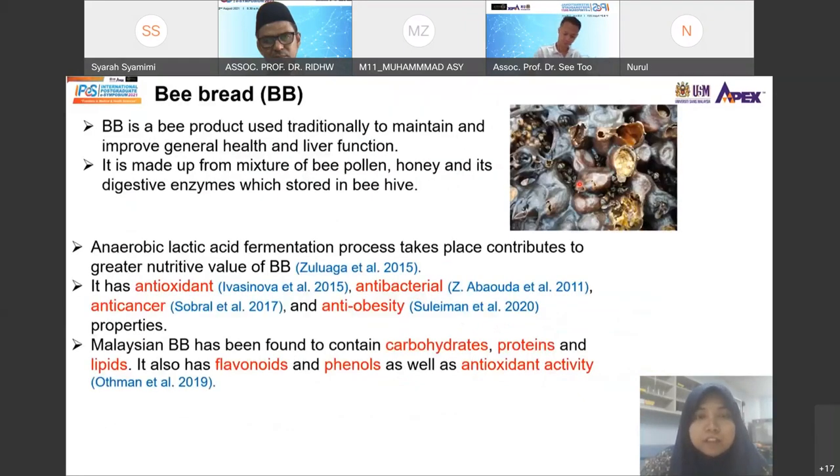B-Breath is a bee product used traditionally to maintain and improve general health and liver function. It is made up from a mixture of bee pollen, honey, and its digestive enzymes, which is stored in the beehive. The anaerobic lactic acid fermentation process that takes place contributes to the greater nutritive value of bee bread. It has antioxidant, antibacterial, anti-cancer, and anti-obesity properties. Previous studies have found Malaysian bee bread contains carbohydrates, proteins, lipids, flavonoids, phenols, as well as antioxidant activity.